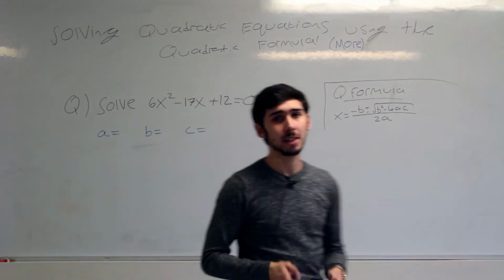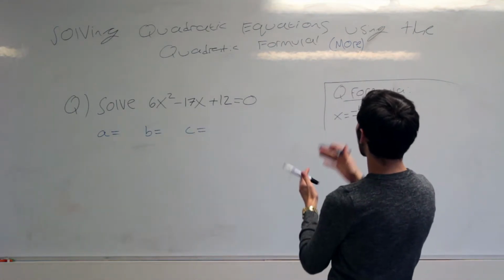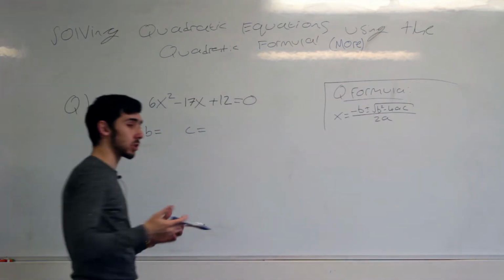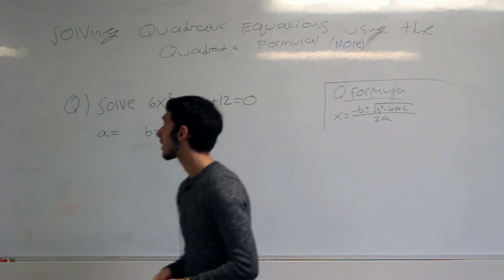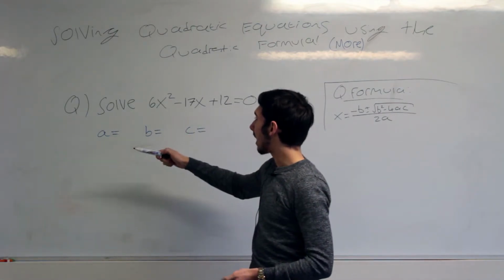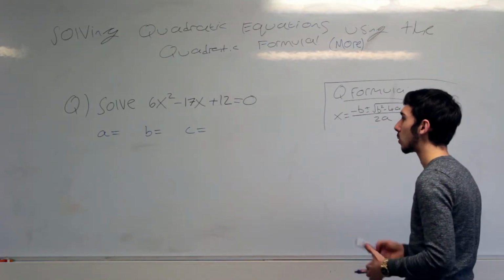In this video we're taking a look at more examples of solving quadratic equations using the quadratic formula. As you can see, the word more is right there. So we're just going to get straight into it. We're going to take a look at solving some quadratic equations. So we're going to be looking at 6x squared minus 17x plus 12 equals 0.